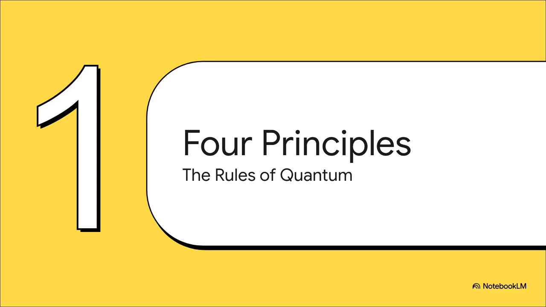So, how does this weirdness of the qubit actually help us compute anything? Well, it all comes down to 4 basic principles. You can think of these as the fundamental rules of the quantum world. For the prelims exam, knowing what each of these means is non-negotiable.